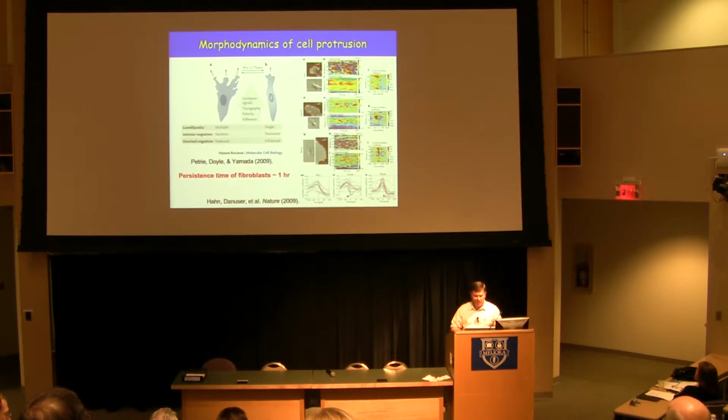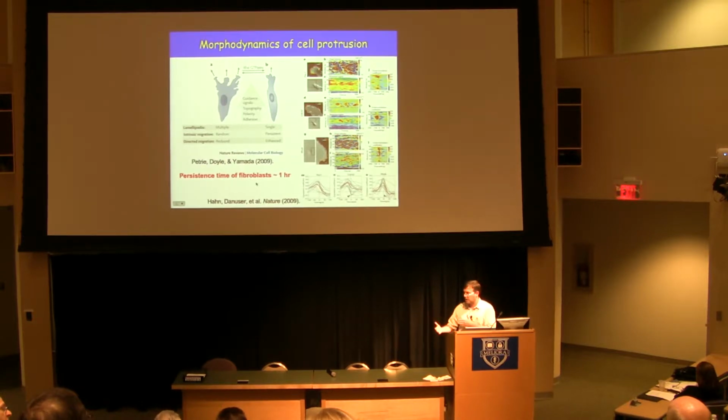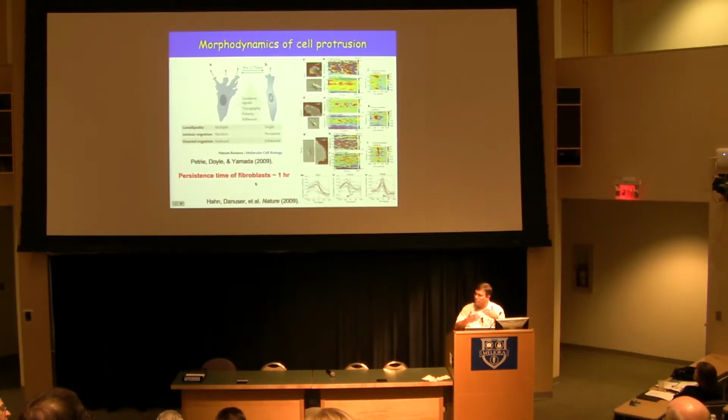But the problem here in our mind is that the persistence time can be significantly longer than those time scales. So they're looking at things at the minute time scale, but when you want to look at slow-moving cells and how they turn, you really need to look at the hour time scale. So there are some technical challenges associated with that disparity.